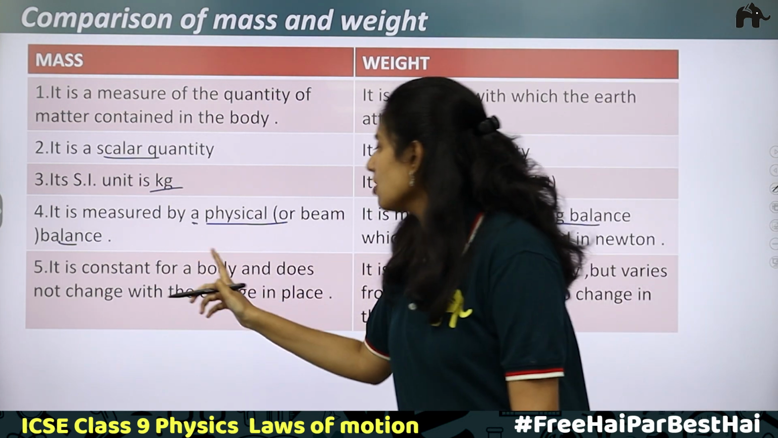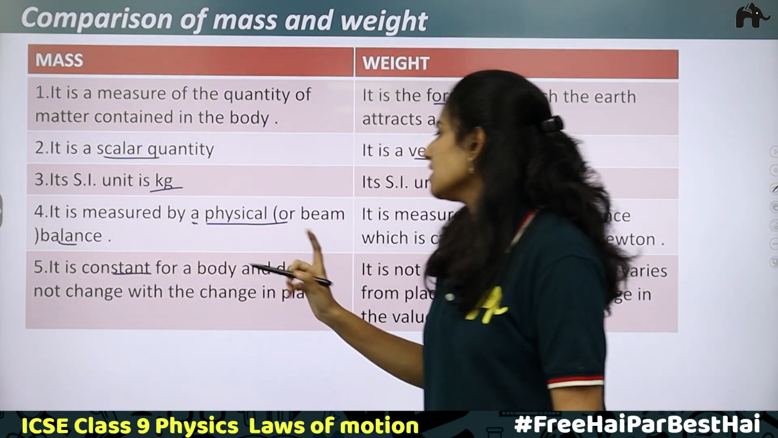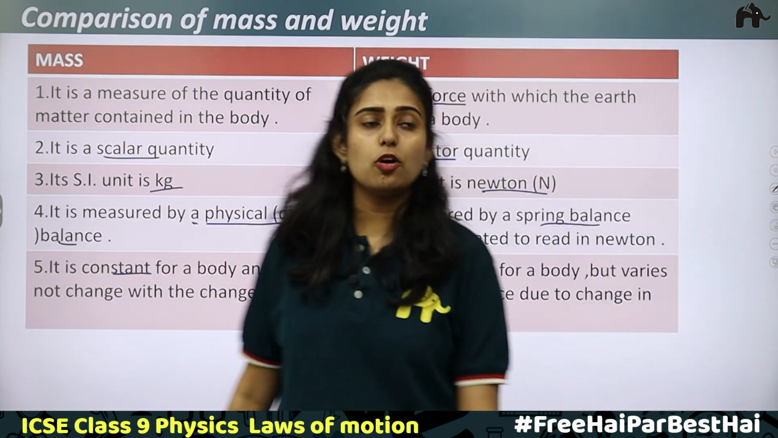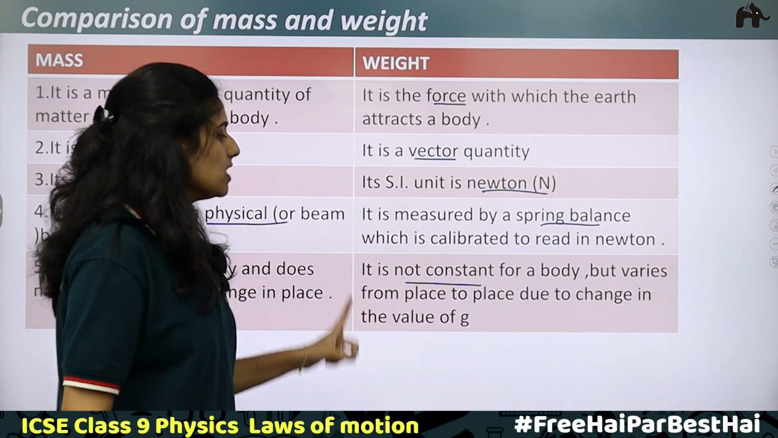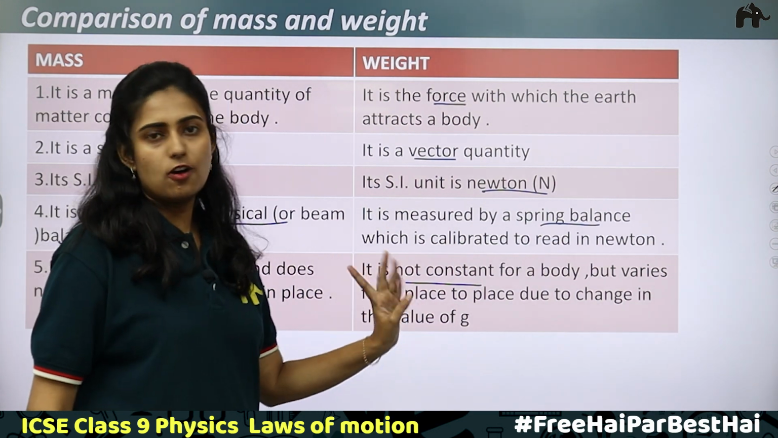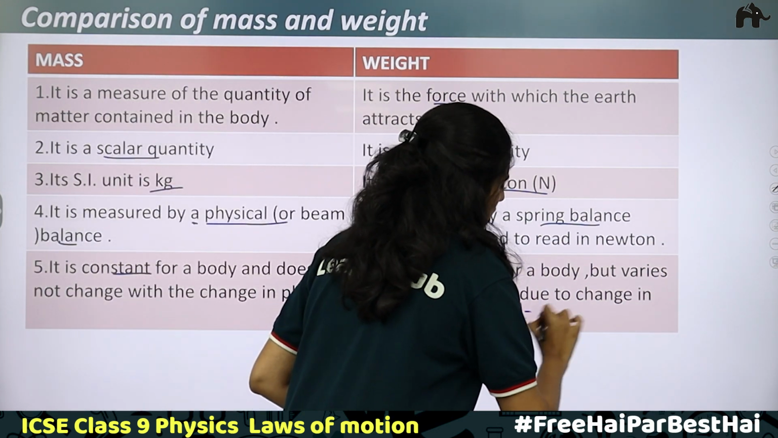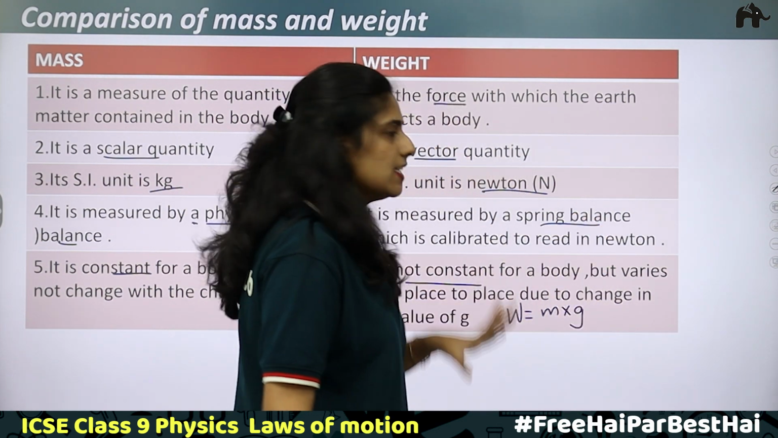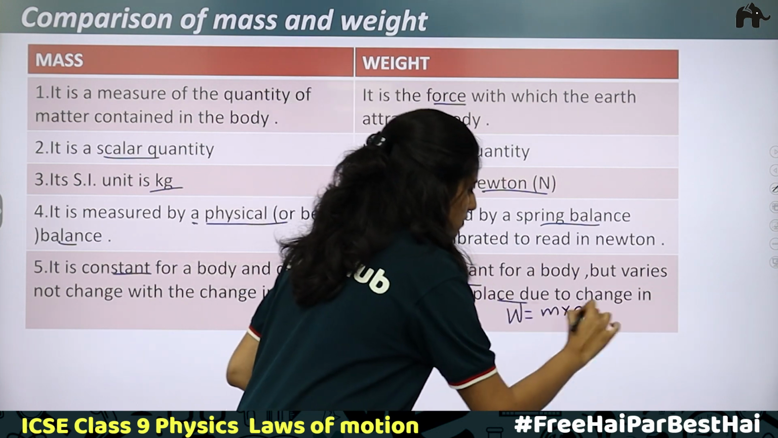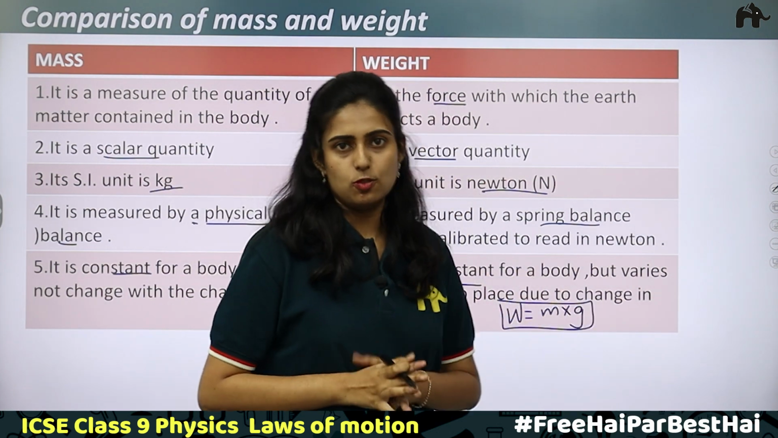Next point, mass is constant for a body and does not change with the change in place. What about weight? It is not a constant for a body but varies from place to place due to change in the value of g, because weight is equal to mass, which is a constant, into acceleration due to gravity. The value of g can vary, therefore the weight can also vary. W is equal to m into g.